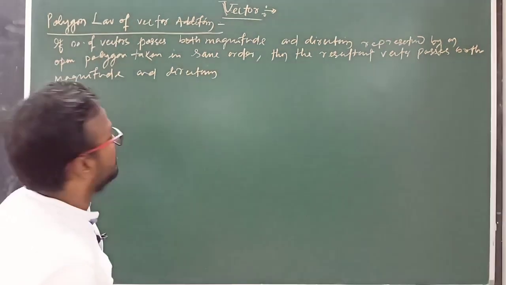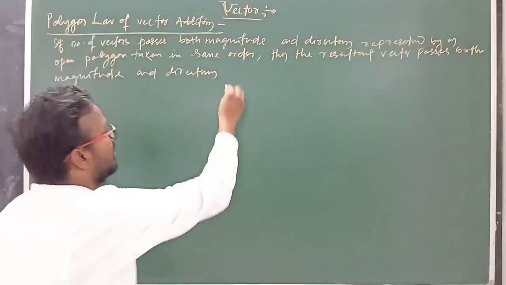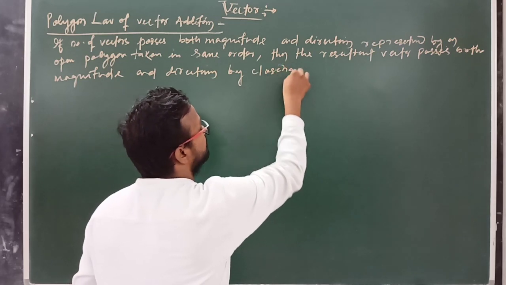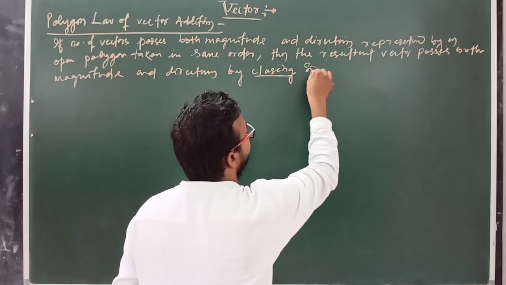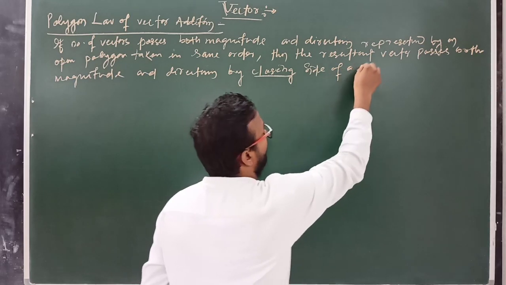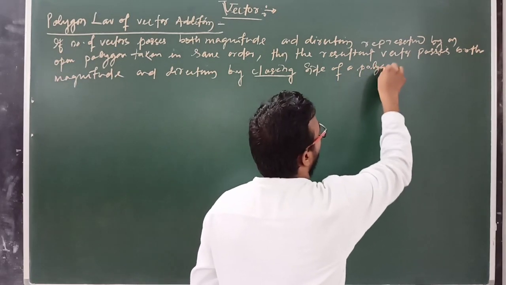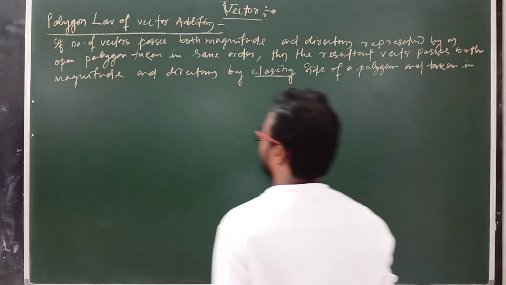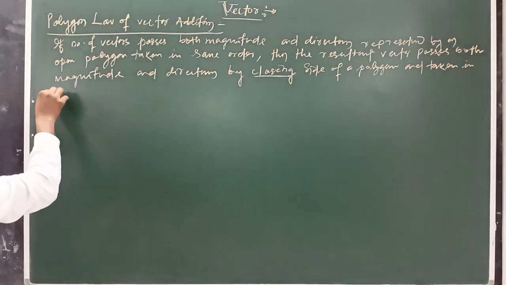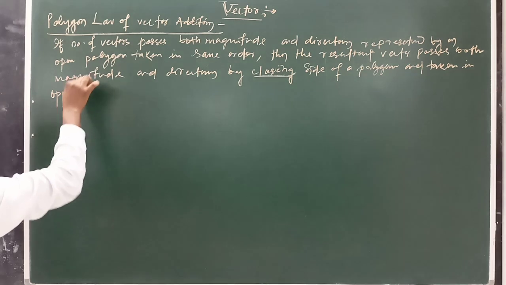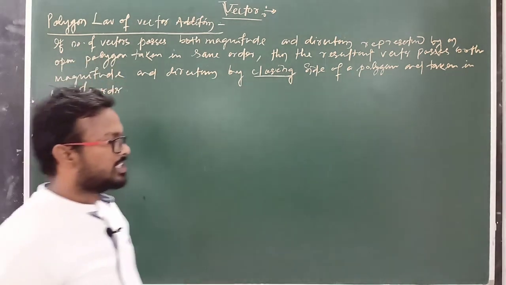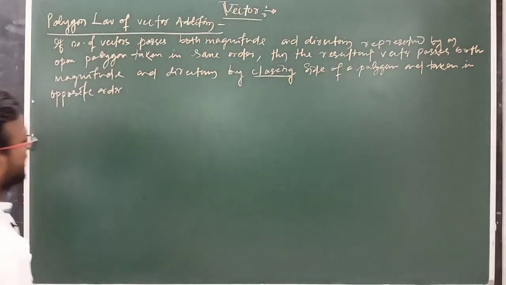then the resultant vector possesses both magnitude and direction by the closing side of a polygon, or open polygon, and taken in the opposite order. Taken in the opposite order. This is the definition of the polygon law of vector addition.